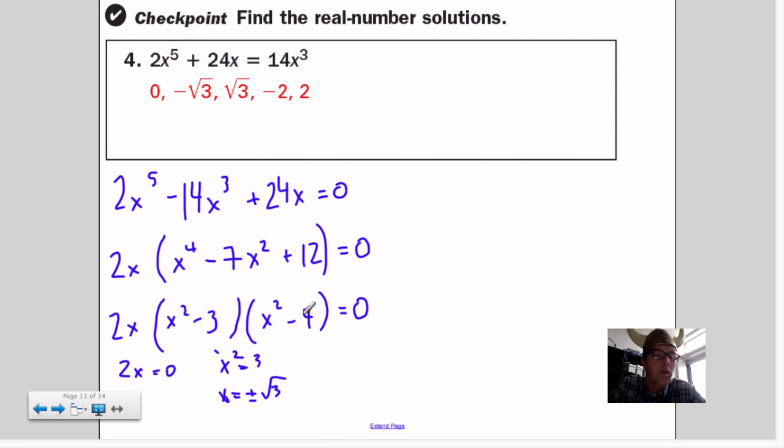And then finally this one, you could either factor it again or just take the square root of both sides.